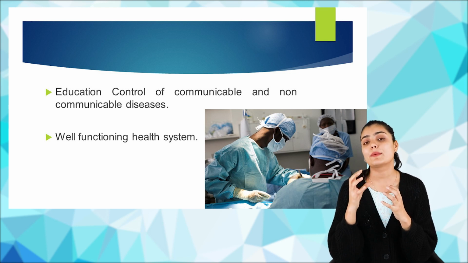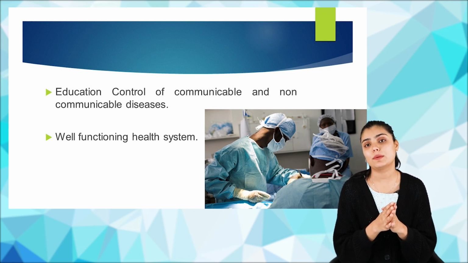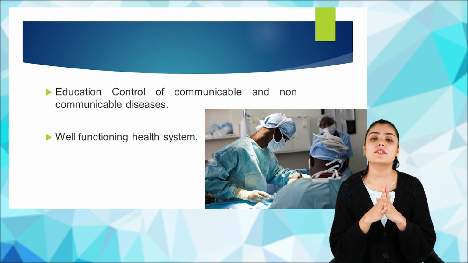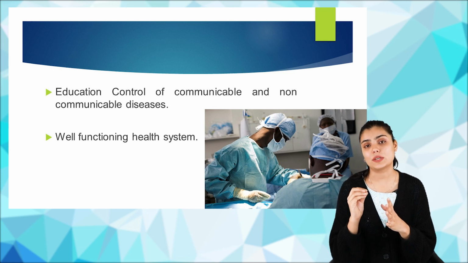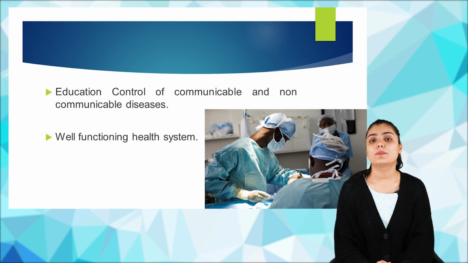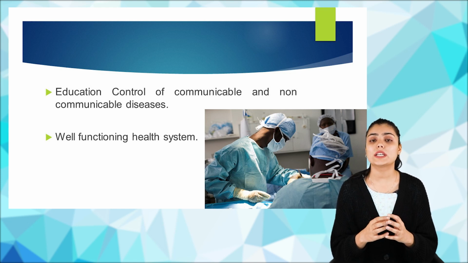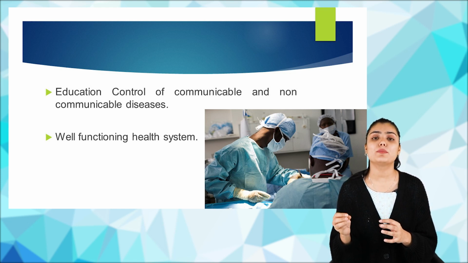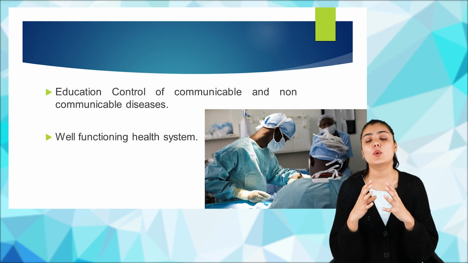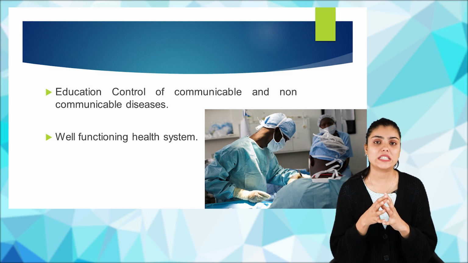Education on control of communicable as well as non-communicable disease is also one of the major factors that helps in achieving community health. Another way of achieving community health is a well-functioning health system. For every community, for every society, we need a proper healthcare delivery system. It will help the people to identify the diseases in the early stage, and provide treatment and prevention for the diseases. Therefore, a proper healthcare delivery system must be present at a community level.